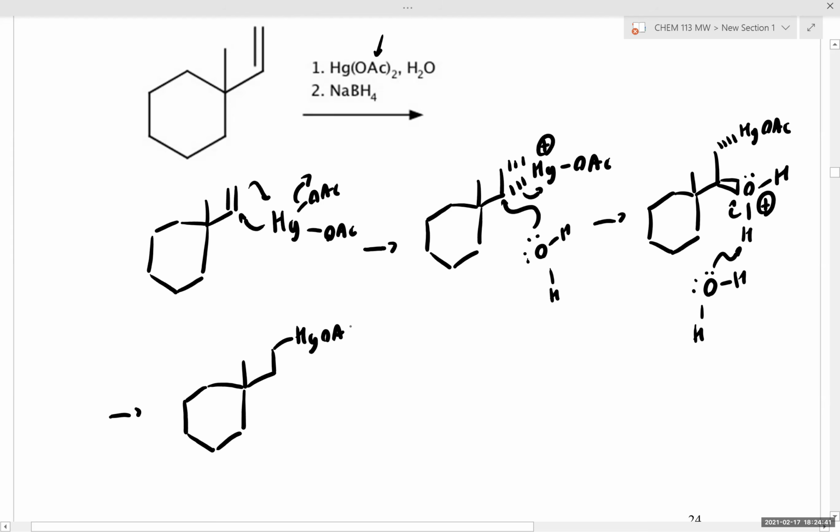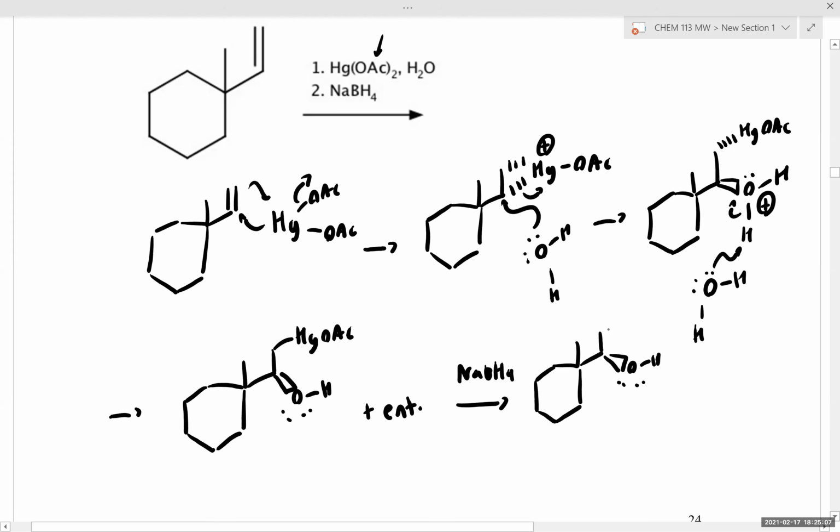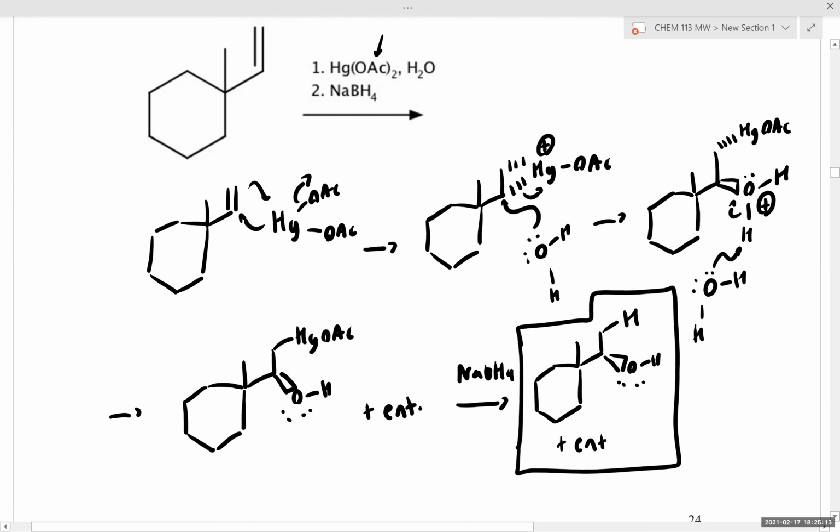Now, of course, you typically don't isolate the alkyl mercury, and of course you end up with a mixture of this product and the enantiomer. That's all fine. And then the second step, when you treat with sodium borohydride, you install your carbon hydrogen bond. Yep, so this product plus the enantiomer are the two products that we get out from this reaction.